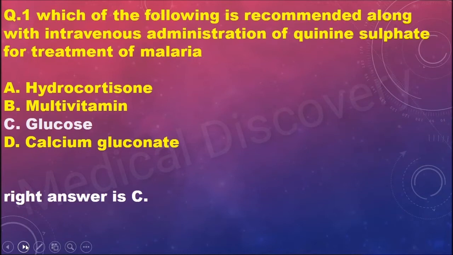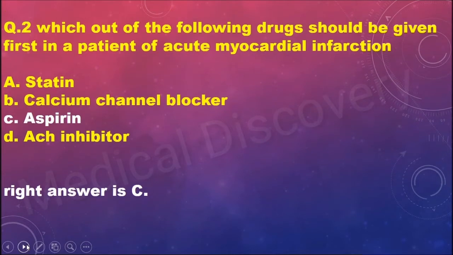Which of the following is recommended along with intravenous administration of quinine sulfate for treatment of malaria? The right answer is C.